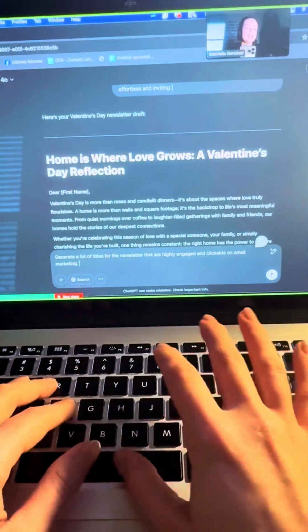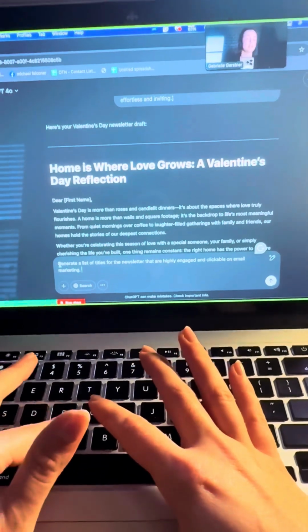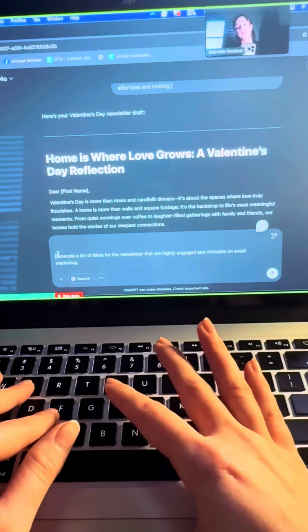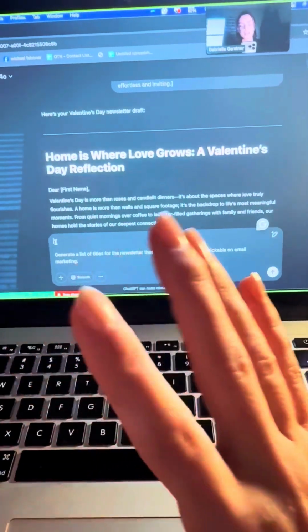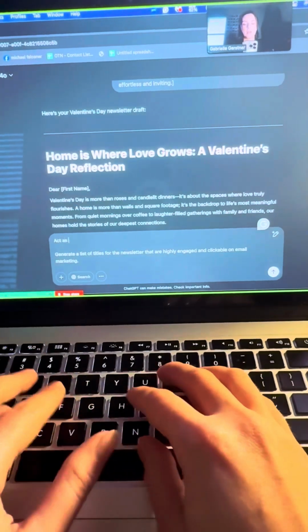And I'm saying generate a list. I could give it a number. Sometimes I like to just say generate a list and see how many they give me. And then I'm also going to make that into RACE. So that was actually my action. So I'm going to say, act as a copywriter.